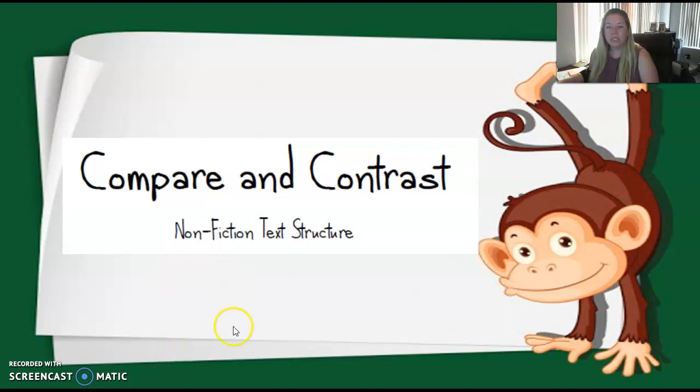Good morning, boys and girls. This week we're going to be looking at comparing and contrasting nonfiction text structures. Remember, nonfiction means not fake, so it's real stuff we're looking at.